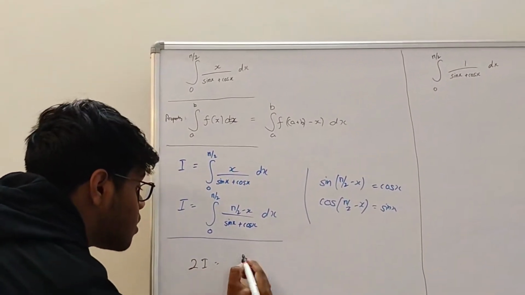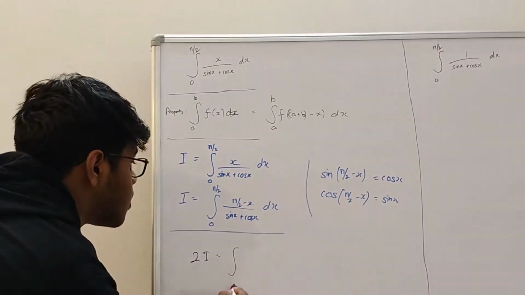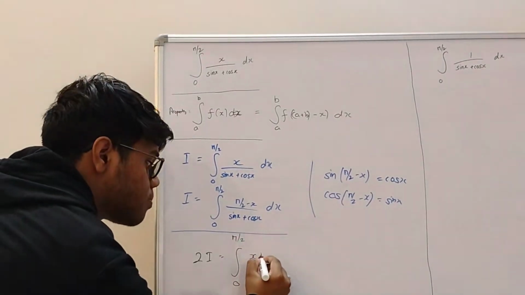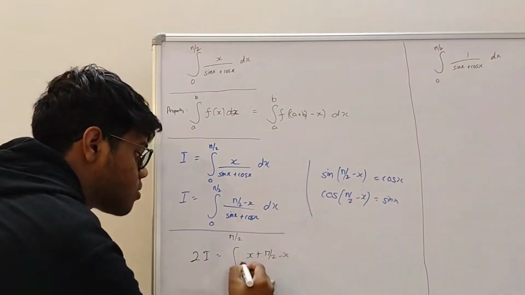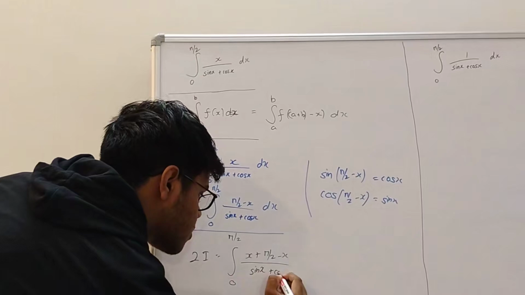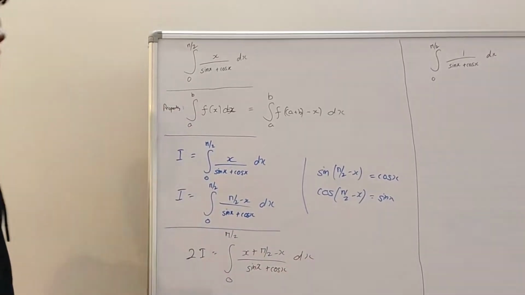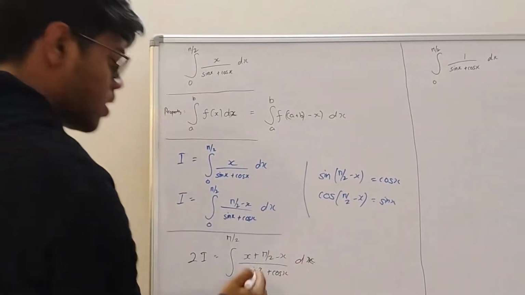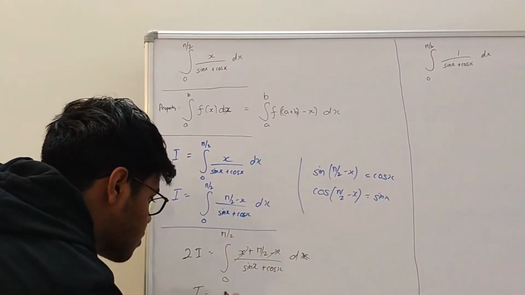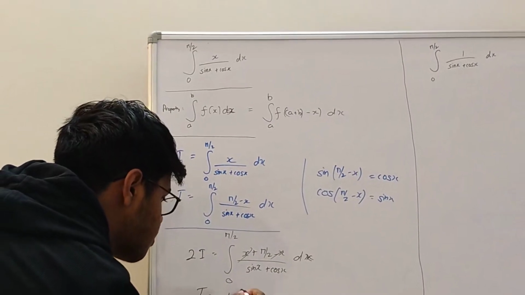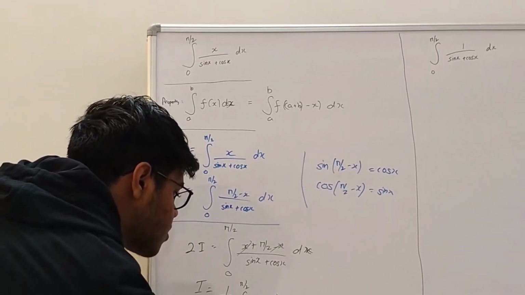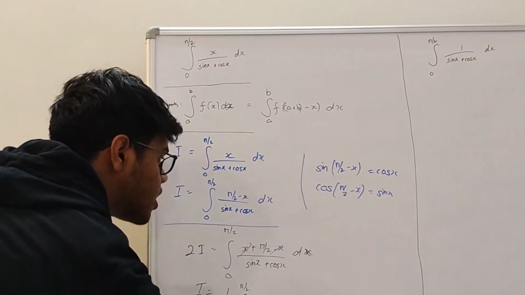So we get 2I equals the integral from 0 to pi by 2 of x plus pi by 2 minus x by sin x plus cosine x dx. So this is it. Now these two x terms get cancelled. So we get I equals 1 by 2 times the integral from 0 to pi by 2 of pi by 2 by sin x plus cosine x dx.